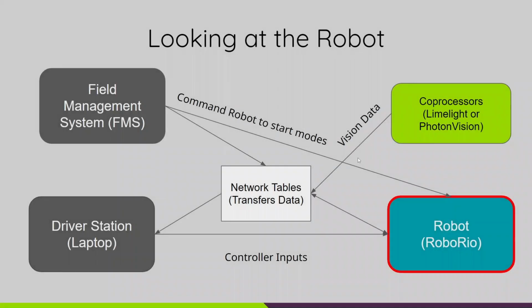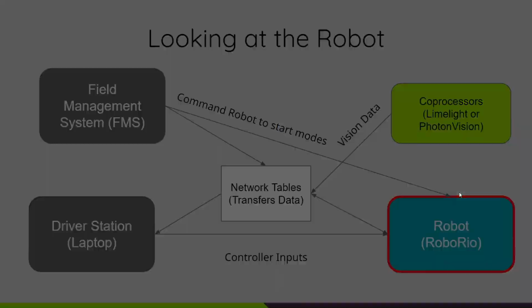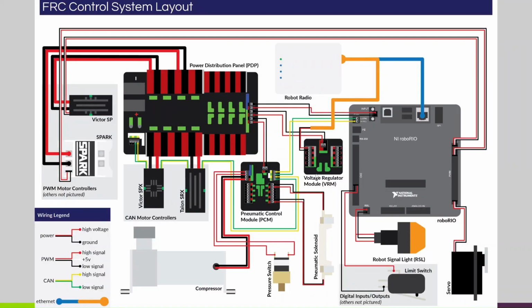Okay, now let's look at specifically our robot. This diagram looks kind of scary, but don't worry, it's not our job to know everything here. So here we have our RoboRIO, which is the processor for our robot, and it's connected to everything else on our robot, like the limit switch sensor, our servo, as well as the CAN chain, which is the green and yellow wire, which connects to all our different motor controllers. And then the other big rectangle at the center of the screen is the power distribution panel, and this allows us to power all of our motors and other external gadgets.